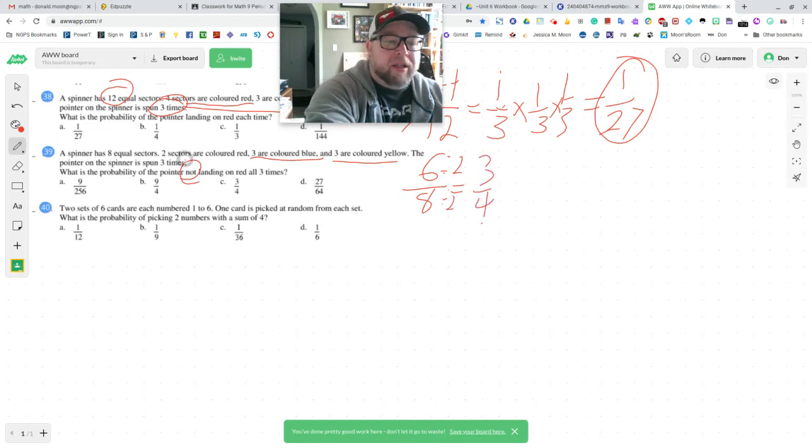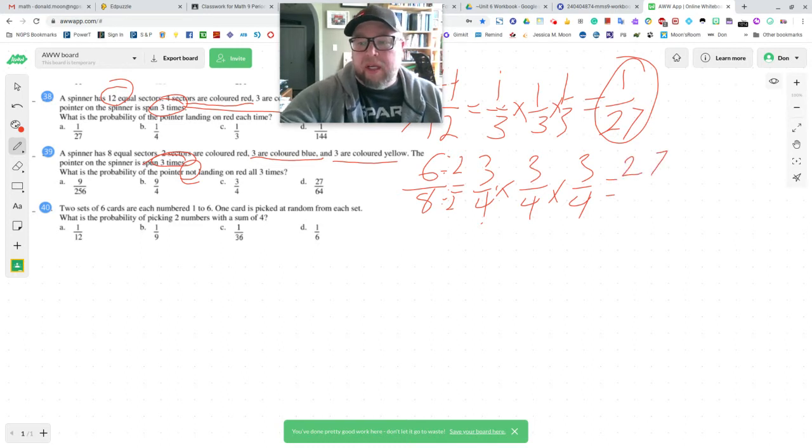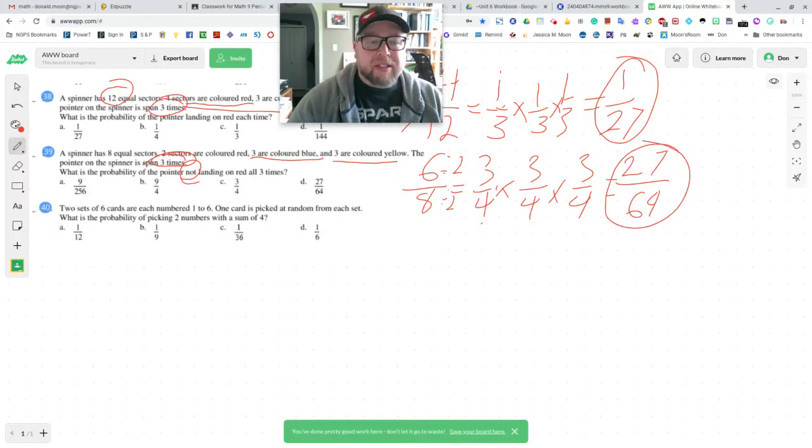Now, again, we have to look back here. It's spun 3 times. That's 3/4 times 3/4 times 3/4. 3 times 3 times 3 is 27, and 4 cubed is 64. All right, so the probability of not landing on red is 27 out of 64.